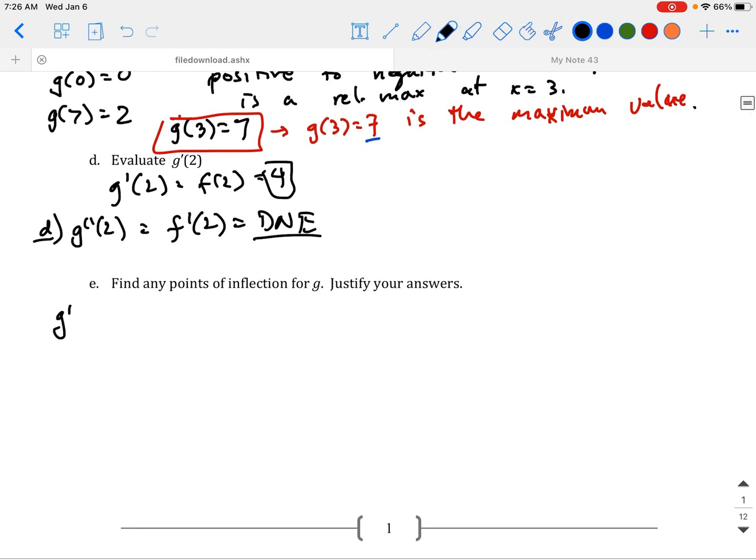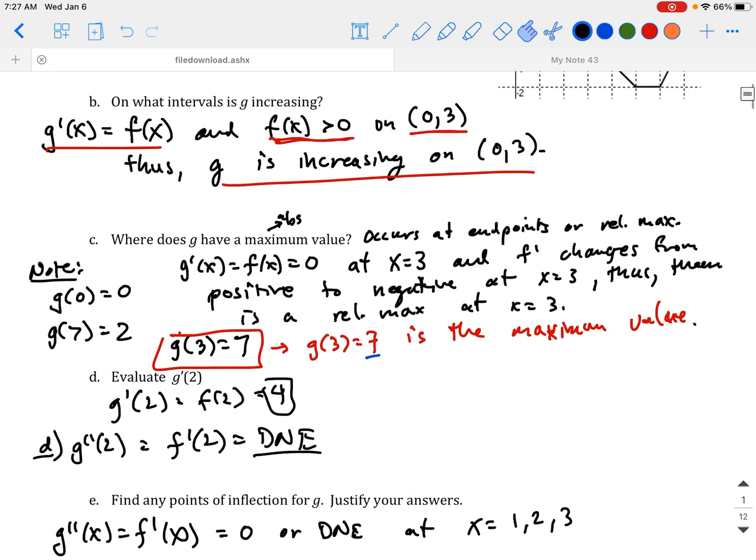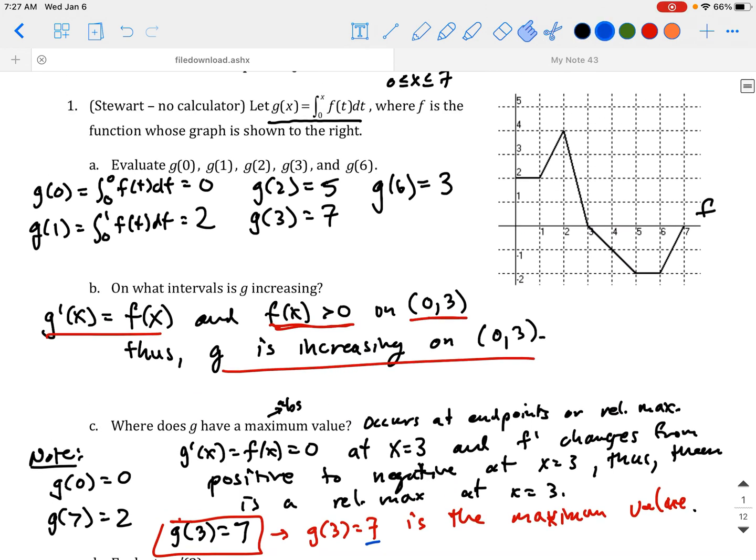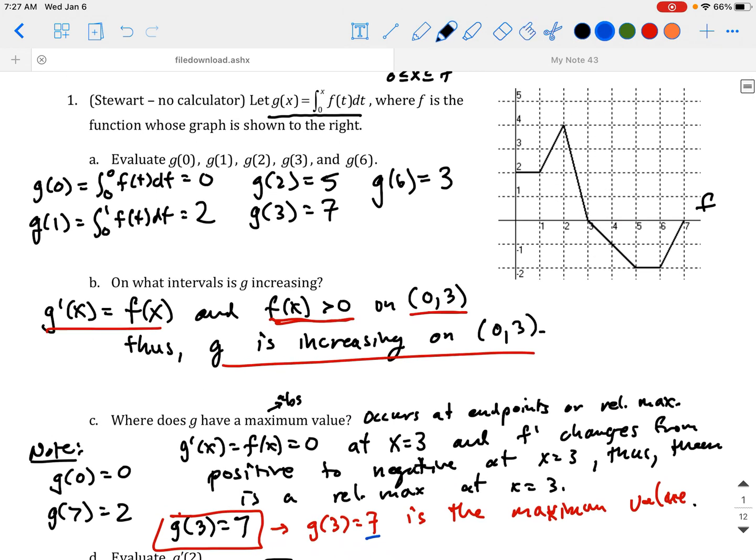So part E, so g double prime of x equals f prime of x equals 0 or does not exist at x equals 1, 2, and 3. So if we look at our graph here, we've got sharp turns at those points, up 5 and 6 as well, but if we look at 5 and 6, it's actually flat all the way through. So we've got 0 slopes from 5 to 6.